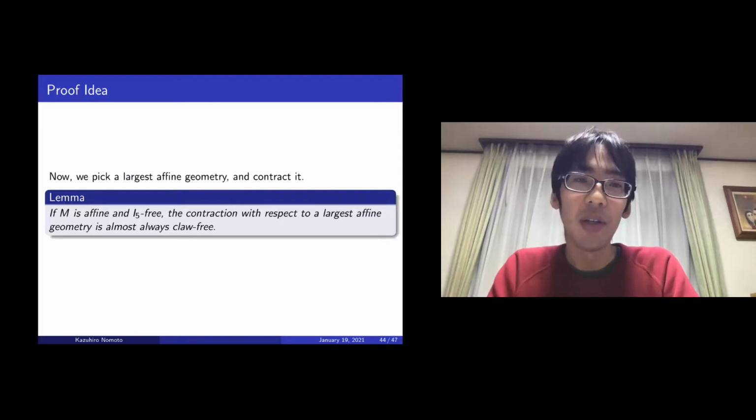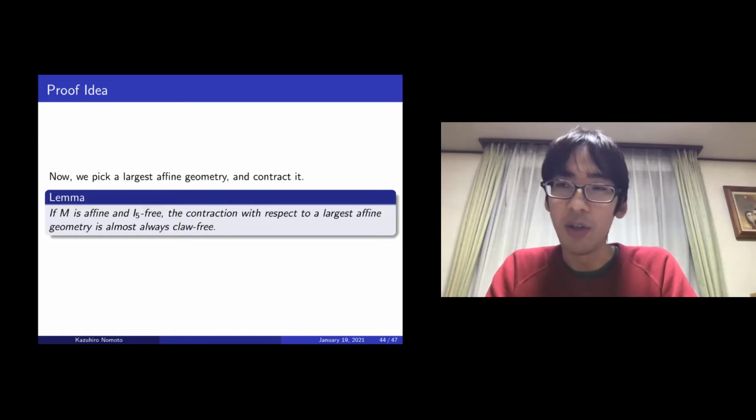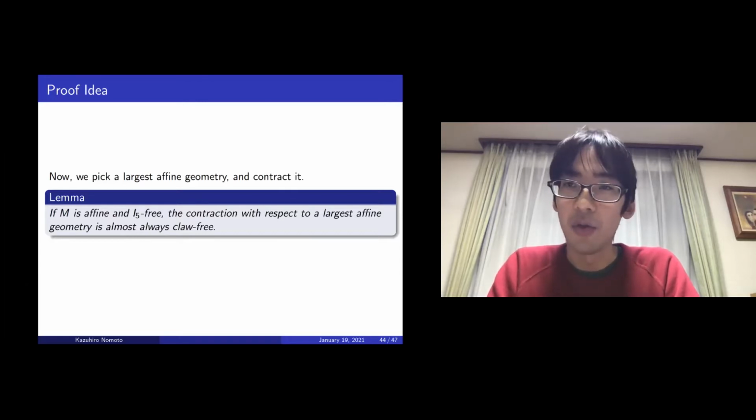What we can show is that if you're affine and I5 free, I didn't say triangle free because that's implied by being affine. So if you're affine and I5 free, and if you take a largest affine geometry and contract it and simplify it, what you get is something that's almost always claw free, not always. There's one really annoying case when it doesn't work, but we can deal with it. So in almost all cases, you get something that's claw-free, which is nice. So we started with I5 free, and we went down to claw-free.